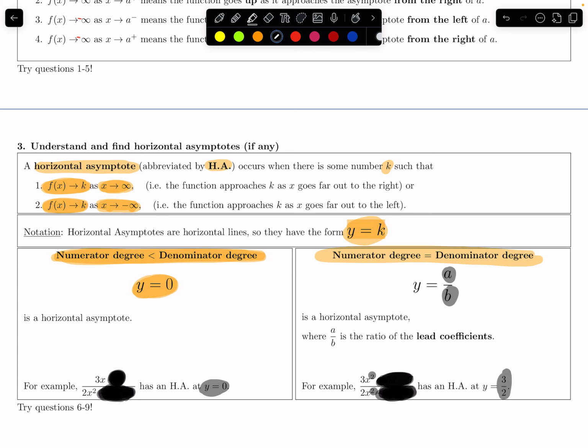Now, this would still work even if this was an odd power, even if those are negative powers, because negative divided by negative is still going to be positive. So at the end of the day, you just get the result of those coefficients divided by each other.